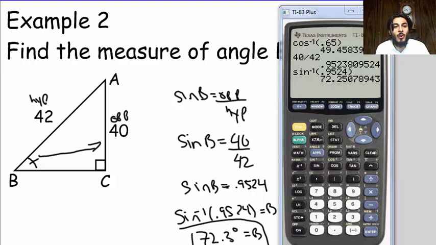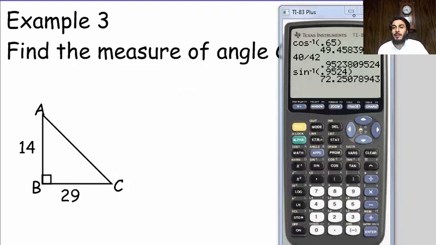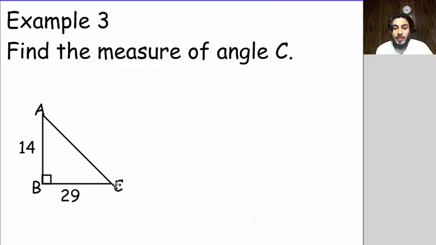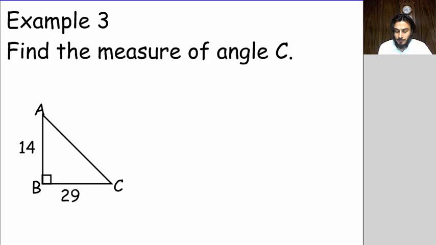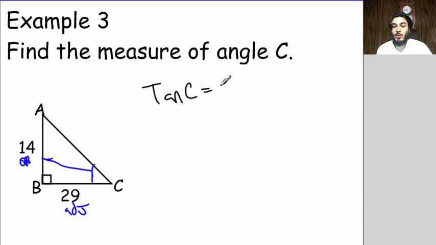All right, one more. Find the measure of angle C. So here's angle C. Whoops. Here's angle C. And the 14 is opposite, and the 29 is adjacent. So we are going to use the tan ratio. So it's going to be the tan of C equals the opposite, which is 14, over the adjacent, which is 29.